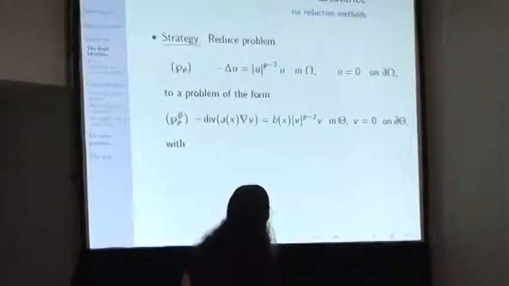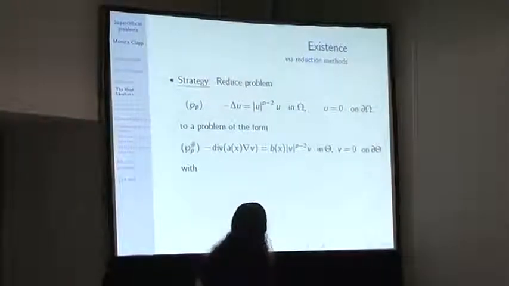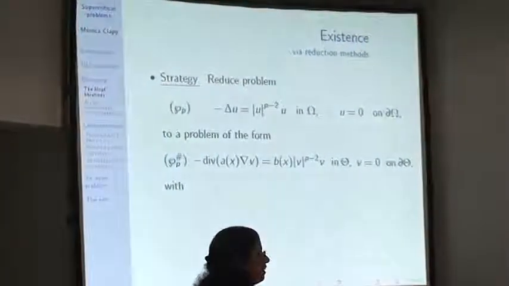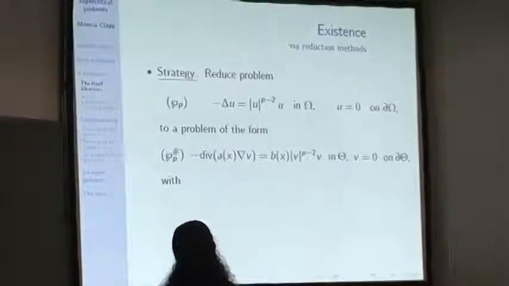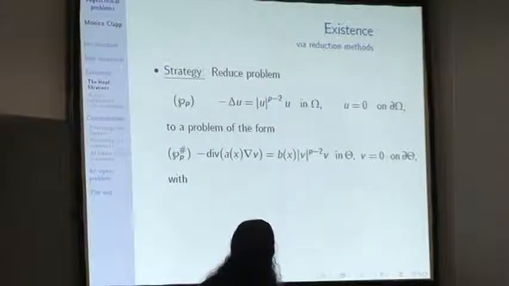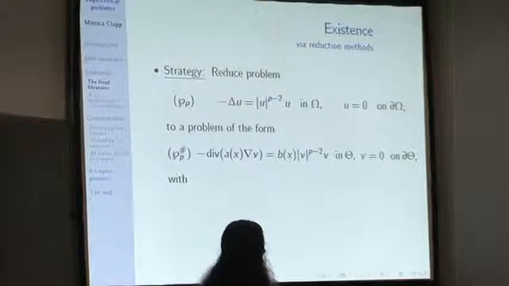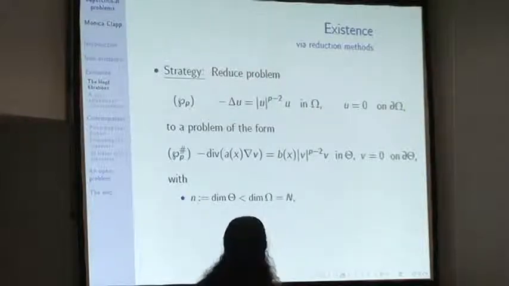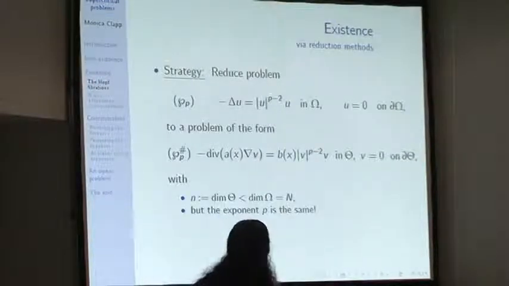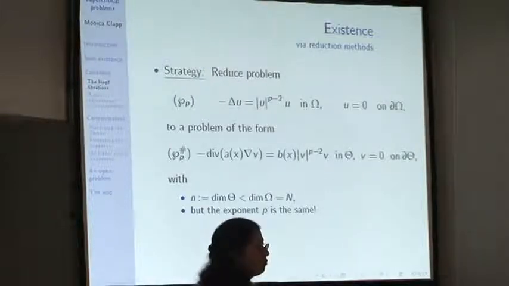So this is our problem, okay? And what we are going to do is reduce this problem to a problem which seems more complicated, because here we don't only have the Laplacian, we have an operator in divergence form, and here we have this coefficient function. But what we want is the following. We want the domain omega for the second problem to have smaller dimension than the original domain omega, okay? And the other thing that we want is that the exponent p is the same in both equations, okay?